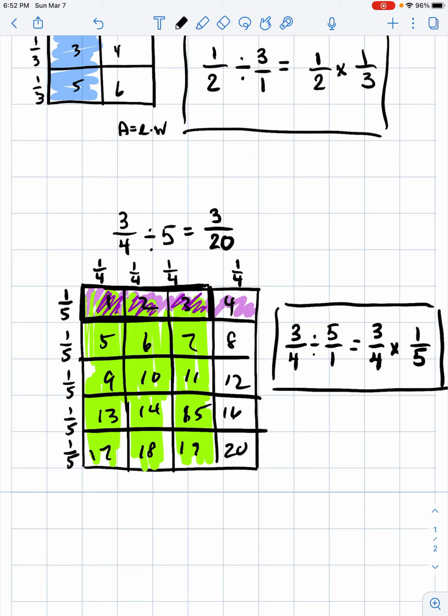Because remember, equivalent expressions have equivalent models. They have the same model because they have the same value. Knowing equivalent multiplication expressions is going to be how we learn to divide fractions without models.